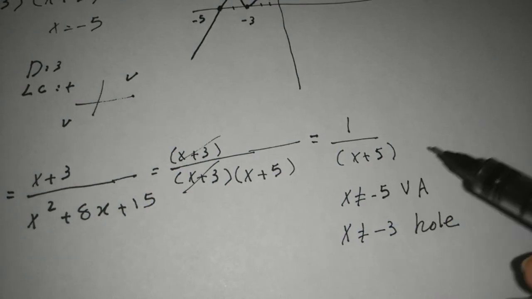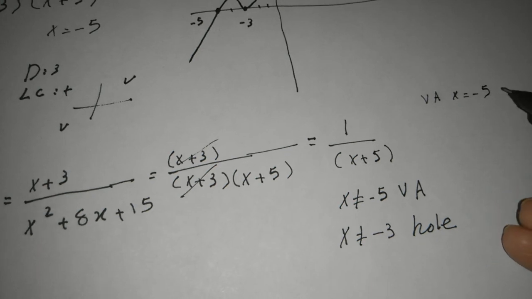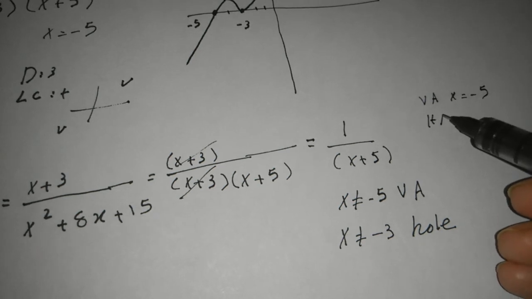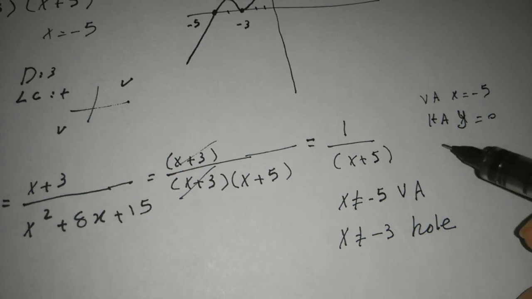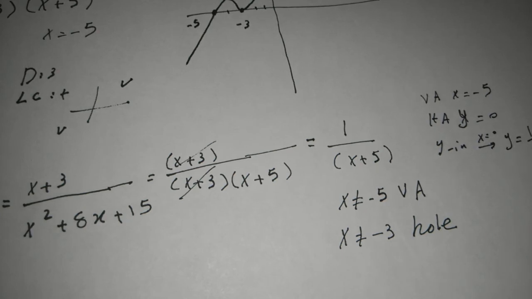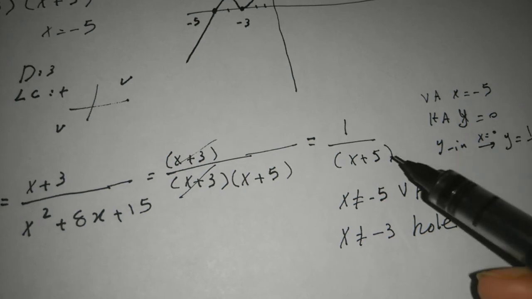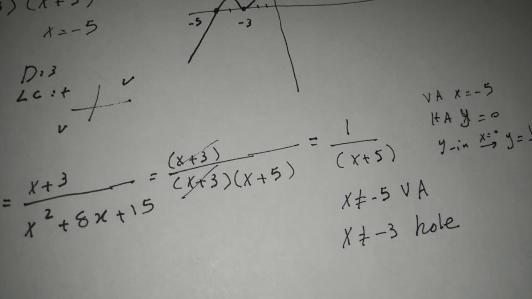So I want to graph this one. I know the vertical asymptote is x equal to -5. The horizontal asymptote is y equal to 0. We did it in the first unit. For the y-intercept, you put x equal to 0 and y is equal to 1/5. We don't have any x-intercept because the numerator cannot be 0. So I have this information, I can graph this.